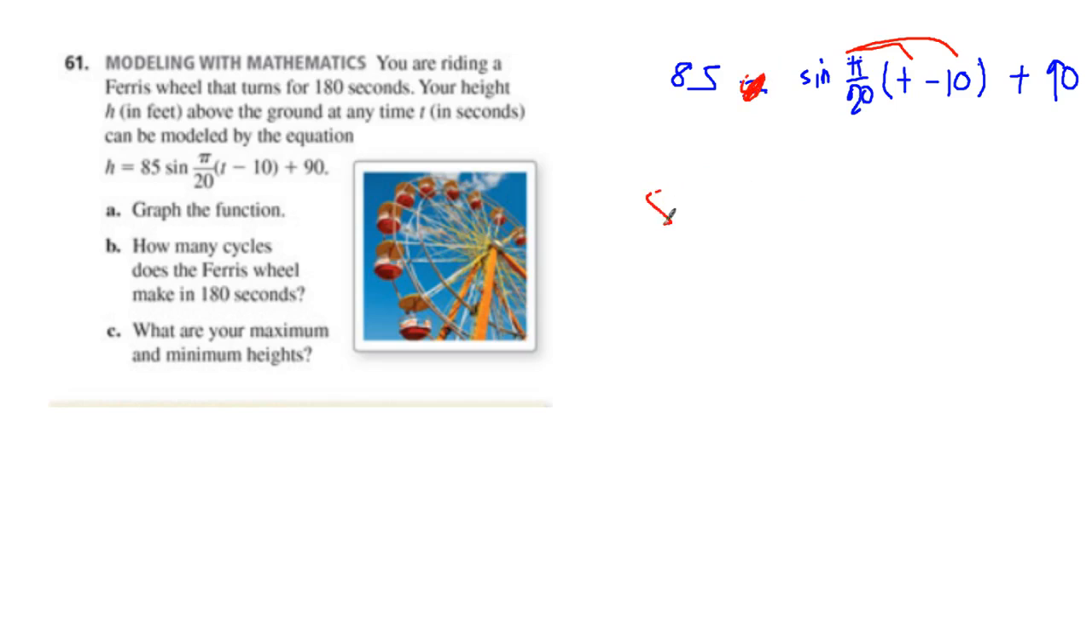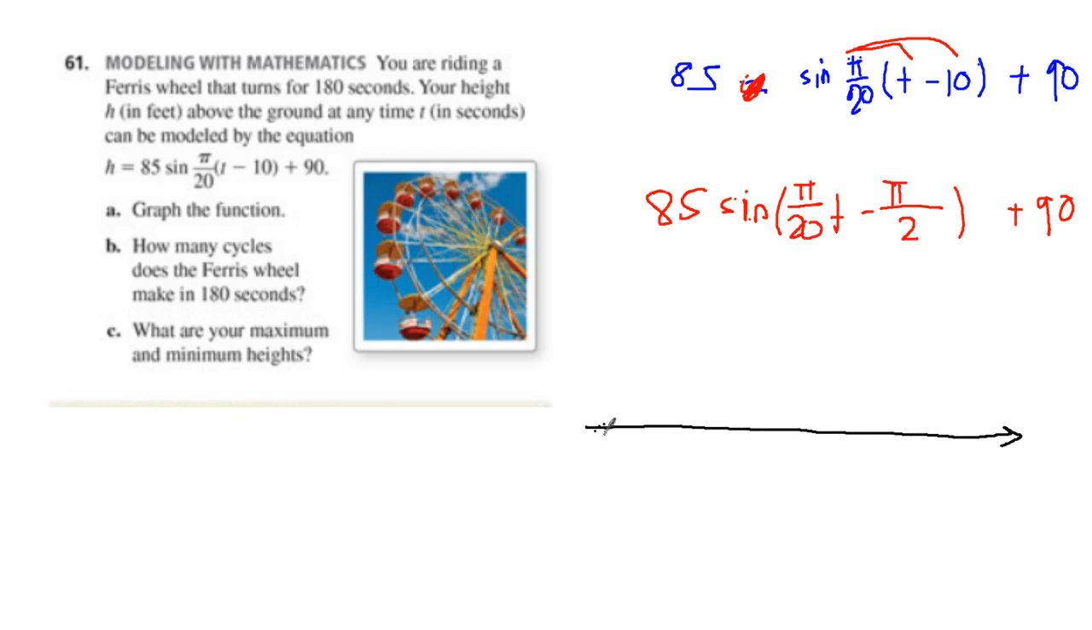So you'll have 85 sine of pi over 20 t minus 10 pi over 20, and then all of this is added to 90. So since it's added to 90, we already know that our center of the graph is going to be at 90. Let's draw this graph. There won't be a negative axis on either axis, so we can just assume it's like this, right? And it's at 90.